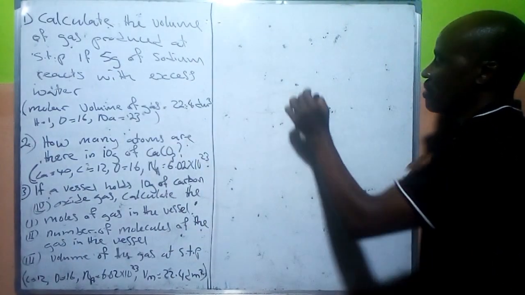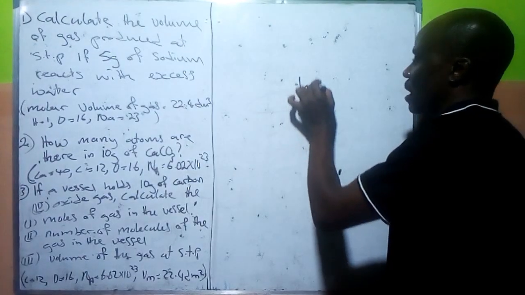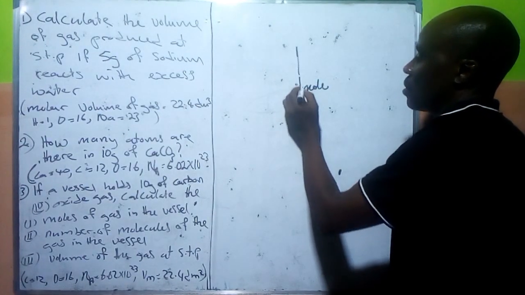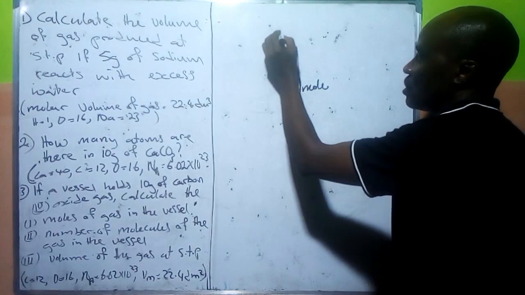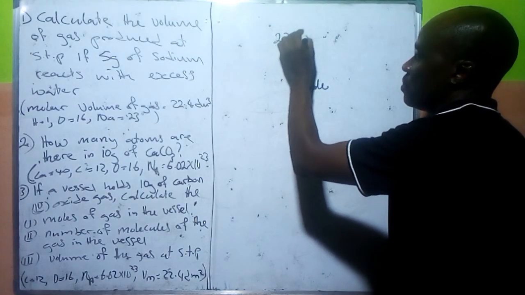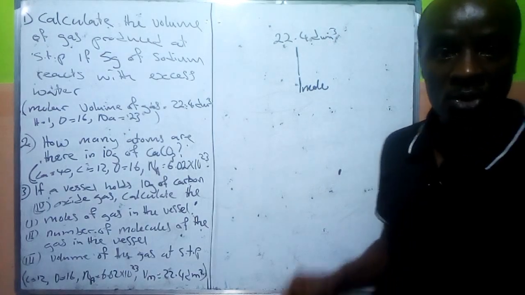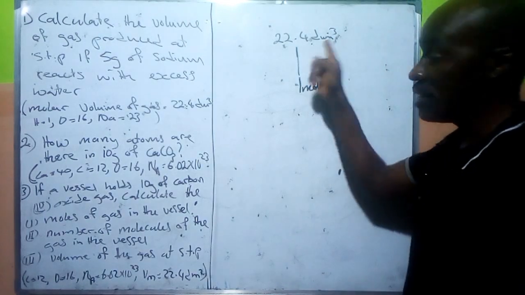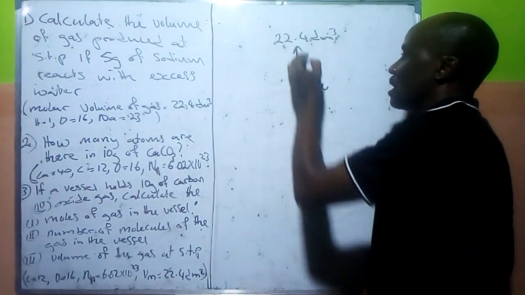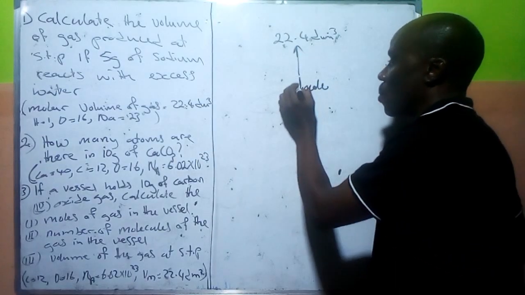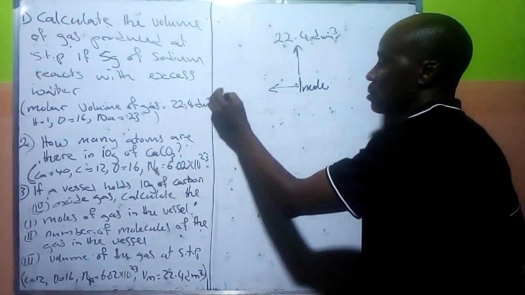Assuming that we have the mole at the center, 1 mole of any substance is equal to what? 22.4 dm cube, which we know as the molar volume. That is if it's a gas. So now the same 1 mole is also equal to what?